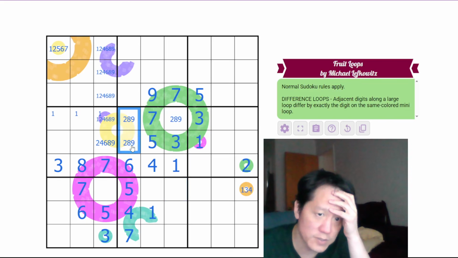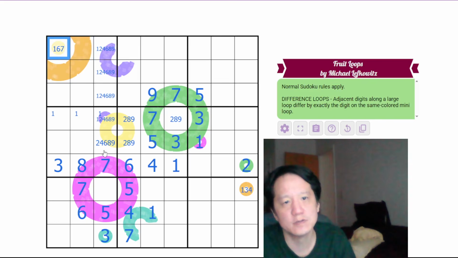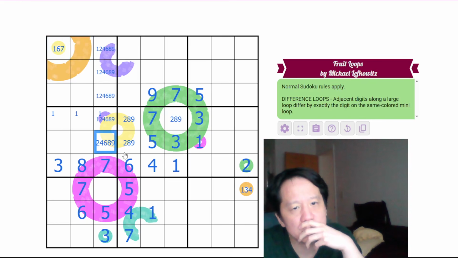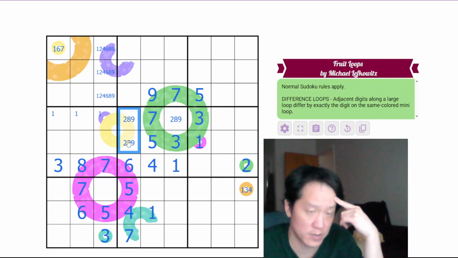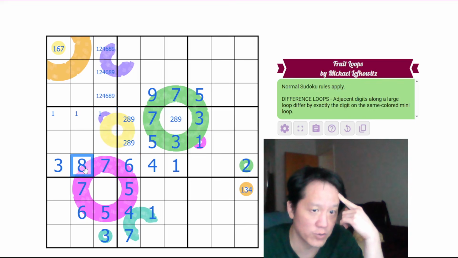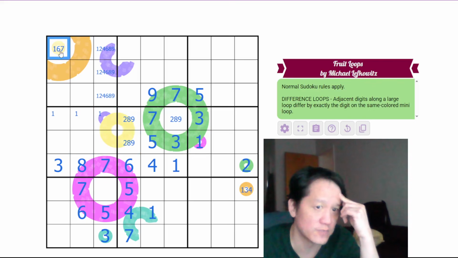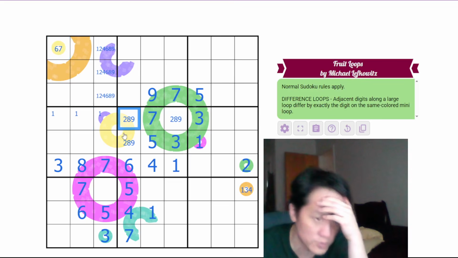This has to be a difference of 1, 6, or 7. Interesting. If it's 1, you cannot... So if it's 1, a difference of 1, this is 8, 9 as a pair. 9 can only go to 8 here, but we already have an 8 in the box, so this cannot be a difference of 1. It's a difference of 6 or 7.